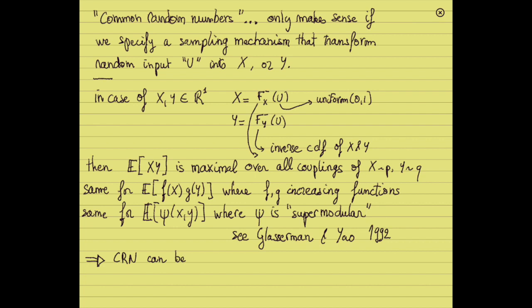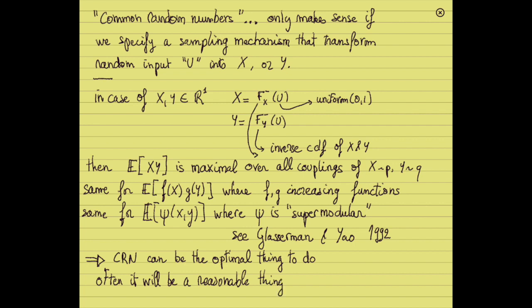So in fact, common random numbers in this above case can be the optimal thing to do, the optimal coupling for inducing correlations between x and y. Now often it might not be the optimal thing to do, for example in different settings, in multivariate settings, but it will very often be a reasonable thing to do. And so we will see in the later chapters a lot of common random number strategies that are not necessarily optimal, but sensible strategies.